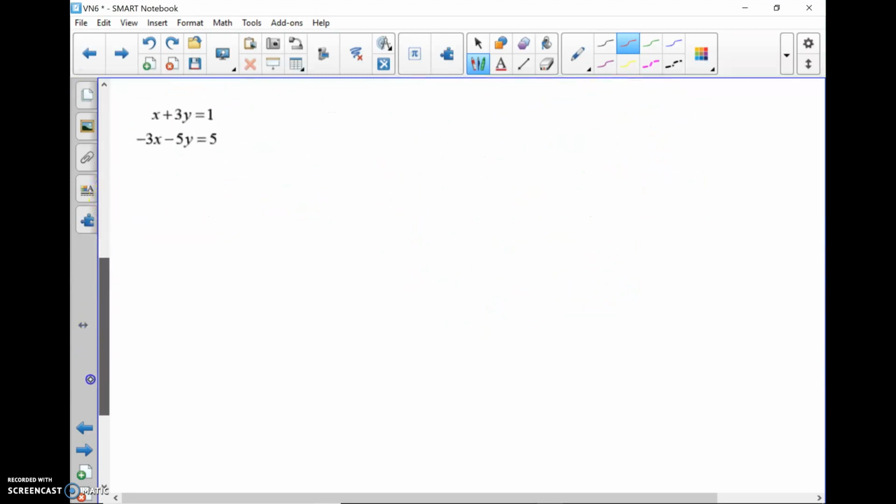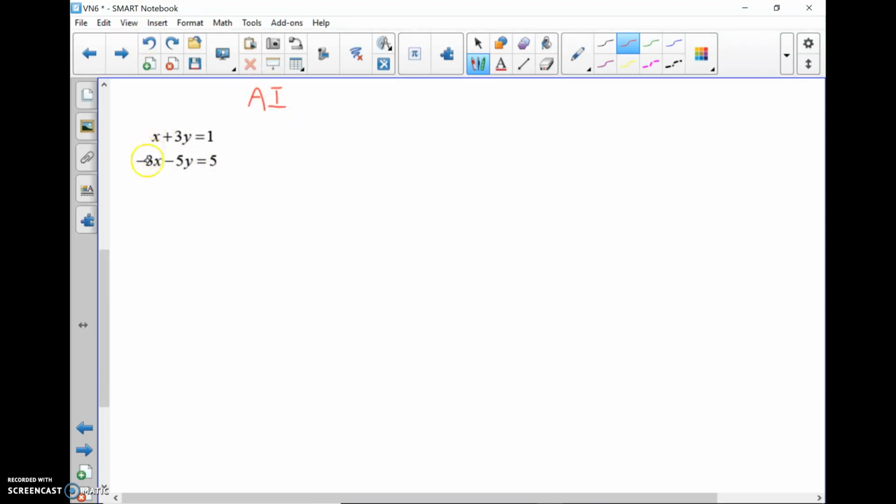Let's do another example here. All right, so first, is it lined up? X is on top of each other, Y is on top of each other, equal signs on top of each other, constants on top of each other. Yes, all lined up.